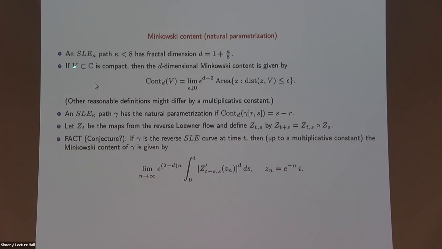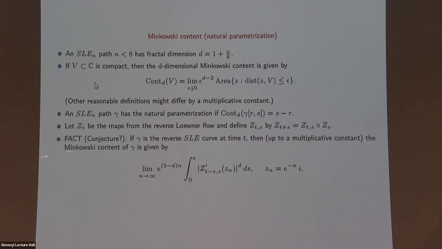If I have an SLE kappa, it has fractal dimension d equal to one plus kappa over eight, and the Minkowski content is given as the limit as epsilon goes to zero. If you take a compact set, you fatten it up by epsilon, take its area, normalize it as you would for a d-dimensional set, and take the limit. It's known that the Minkowski content for SLE is well defined, and an SLE kappa path has the natural parameterization if it's parameterized by Minkowski content. Now, I say fact, conjecture. This is something that Charlie's working out now, just checking to be sure that it's true.